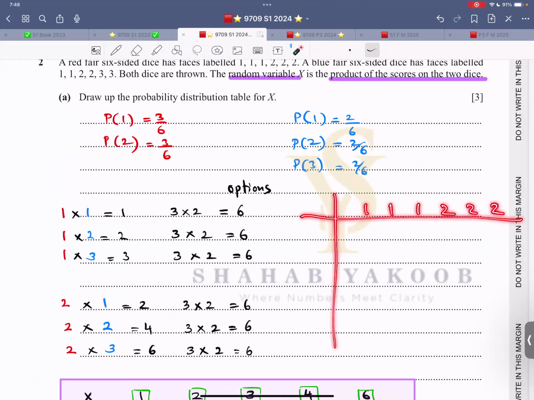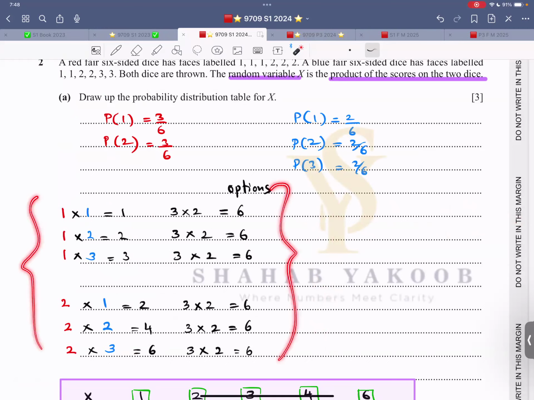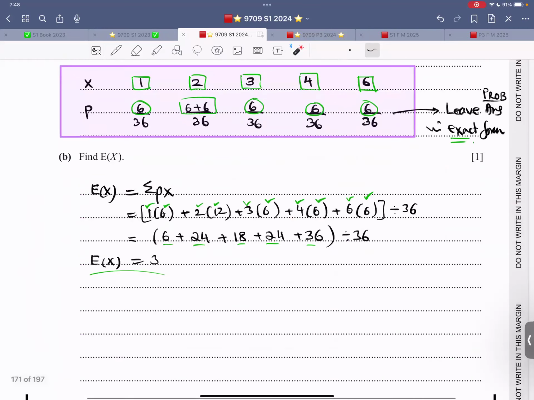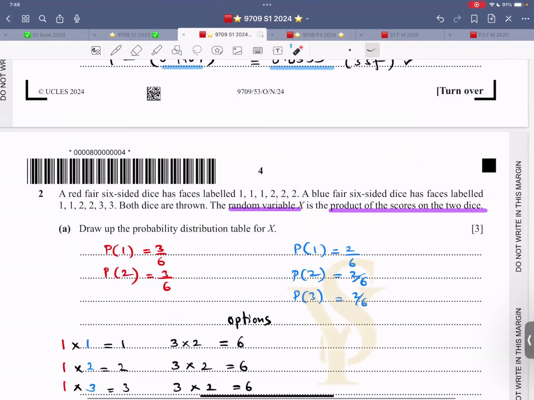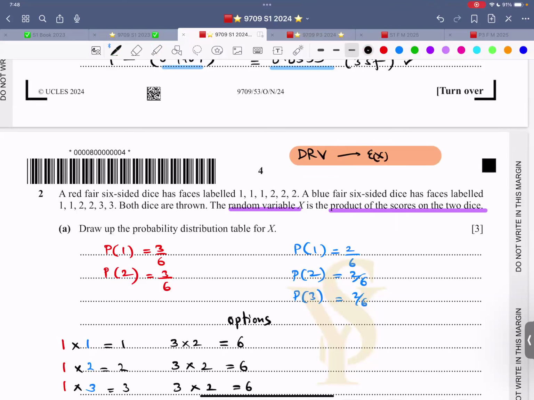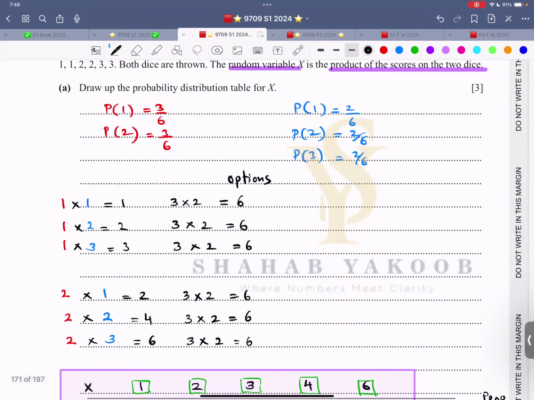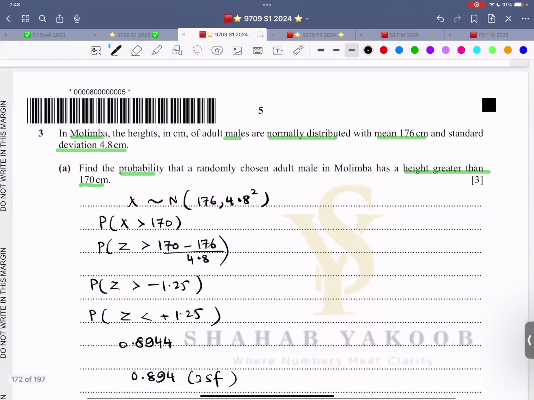And then over here, we can write 1, 1, 2, 2, 3, 3. You can write down the 36 possibilities. You can also do that. In this question, I preferred doing it this way. So now over here, that thing was probability distribution. So let me just write it over here. So this is DRV, discrete random variable probability distribution. It's about expectation of X. Variance of X was not asked in this particular question.